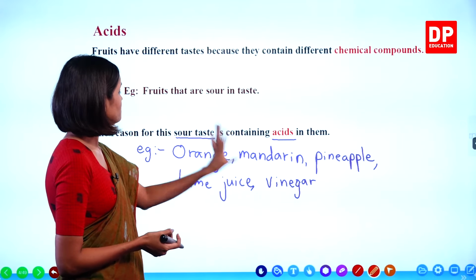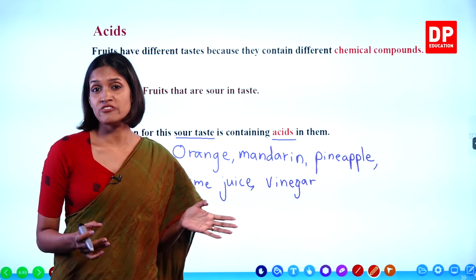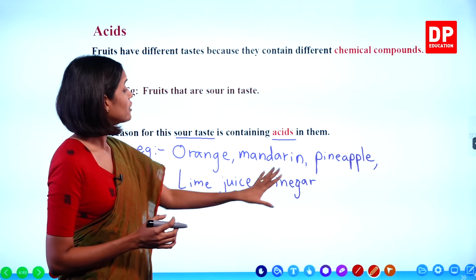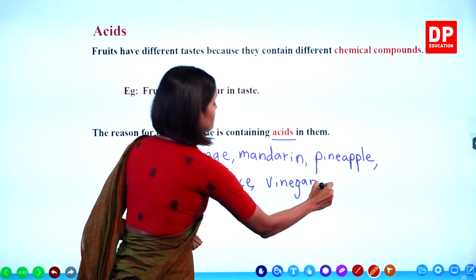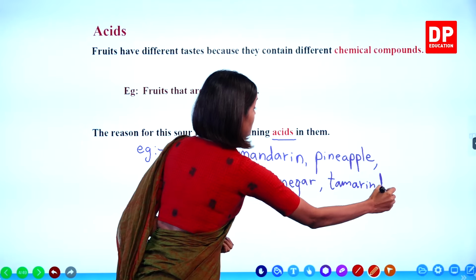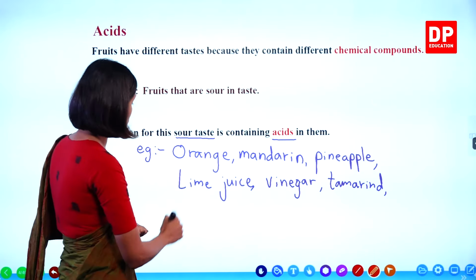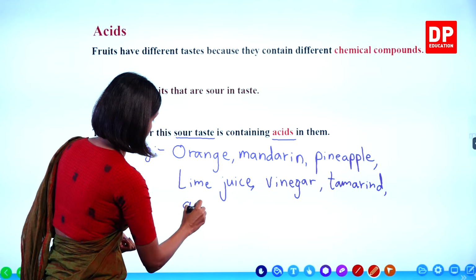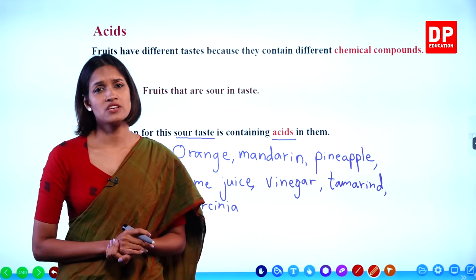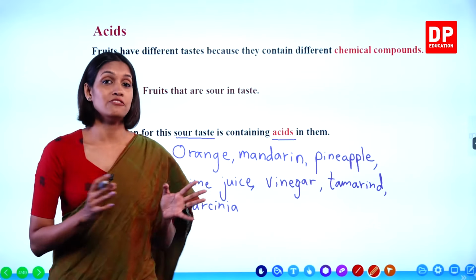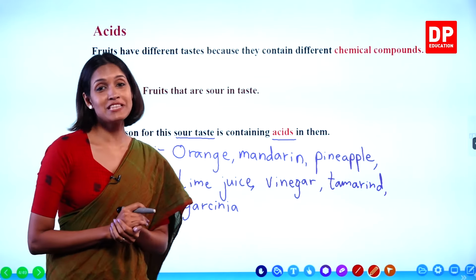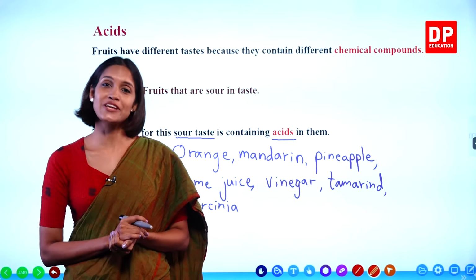So apart from these fruits, what are the other substances? Especially when we cook, we use these acidic substances or substances with sour taste. What are they? Vinegar, tamarind, and Garcinia. Garcinia is an acidic substance. So even if you did not know that these are acidic substances, you have been using these types of acidic substances in your day-to-day life.